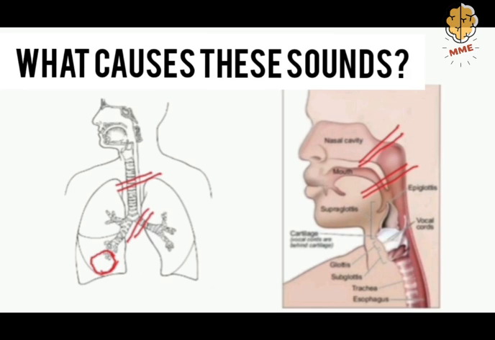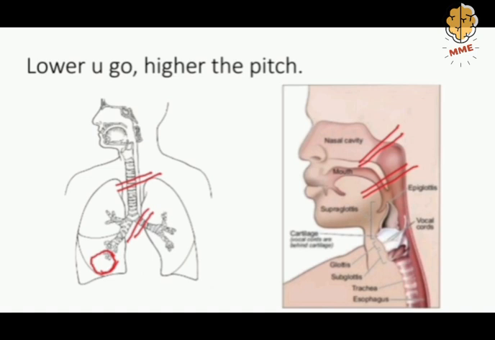So snoring is due to a simple oropharyngeal obstruction. Grunting is due to partial closure of the glottis. Rattling is due to retained secretions in the trachea or bronchi. Stridor is due to obstruction of the larynx or trachea. And wheeze is due to lower airway obstruction, which results in its high-pitched sound.